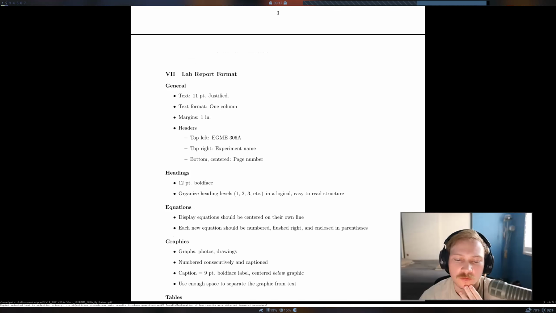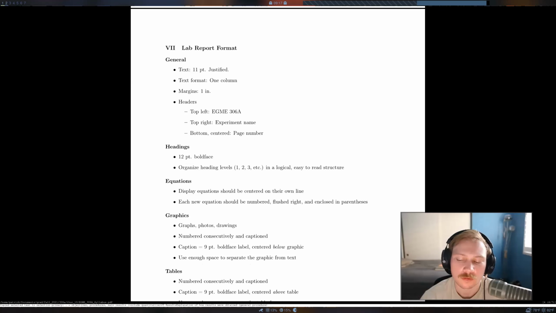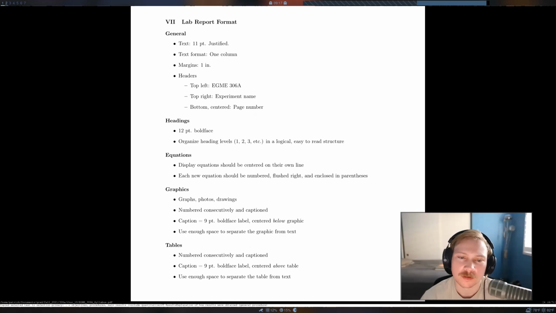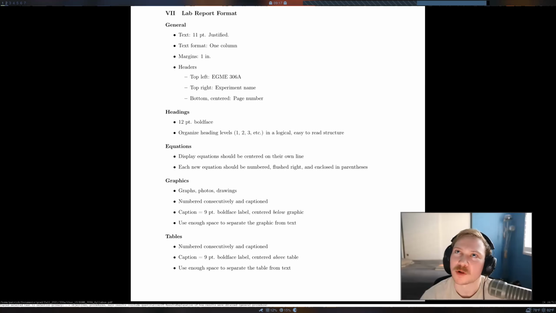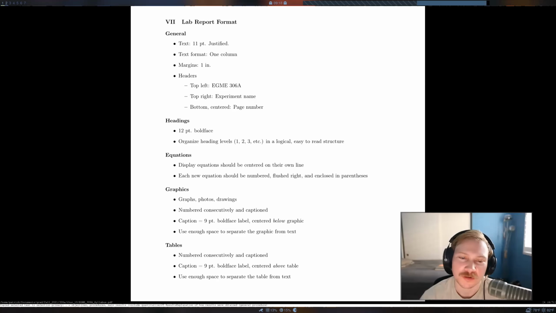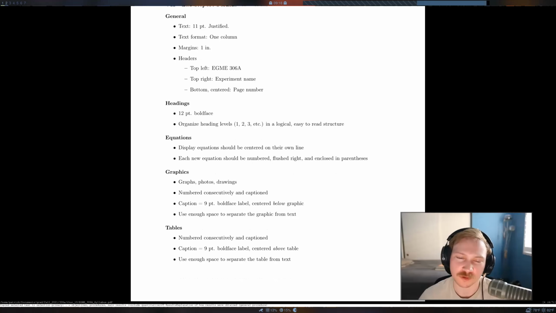All right, lab report format. I'm not super, what's the word I'm looking for? Strict. Okay, I'm not super strict on this format here. So I don't care if you don't have this exact header, where EGME 306A is in the top left of your page and the experiment name is on the right. I'm not super strict about that. Really, I just want your reports, again, to look consistent and professional.